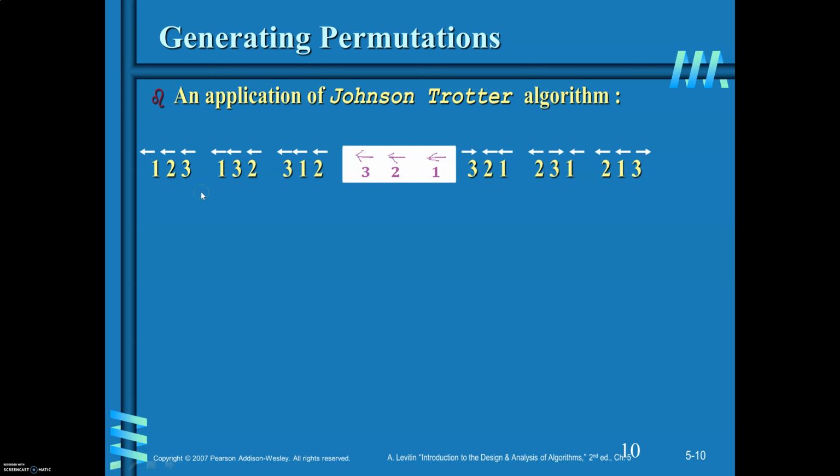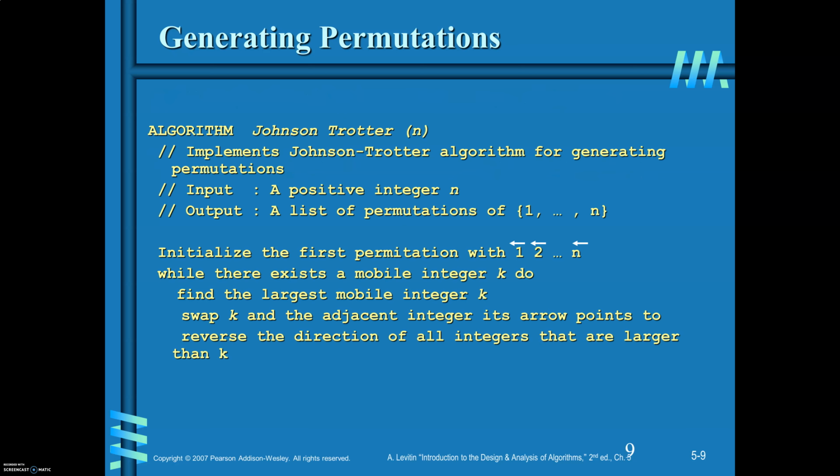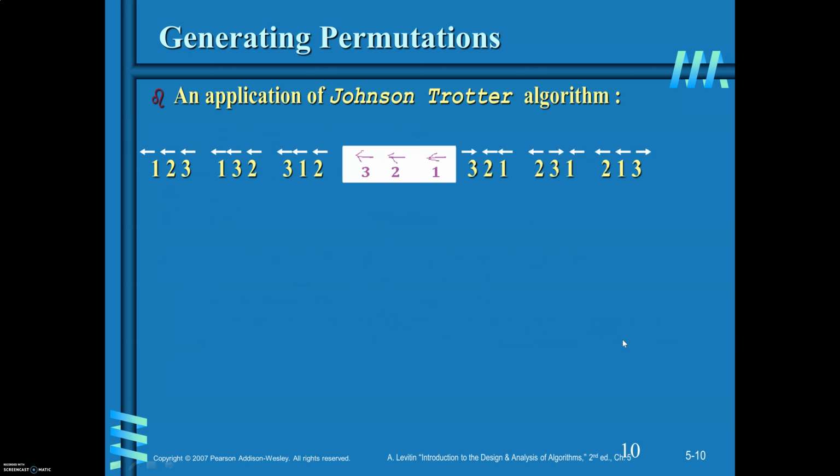Now once you find the larger integer, what you are required to do? Swap and call that k. Now swap k and the adjacent integer to which the arrow points. Now 3 is pointing to 2. Now 2 and 3 are to be interchanged. With that you will get this permutation, and you don't find any element larger than this 3, so no need to change the direction. Again 3 is the mobile integer pointing to 1. So interchange these two. With that the resultant is this.